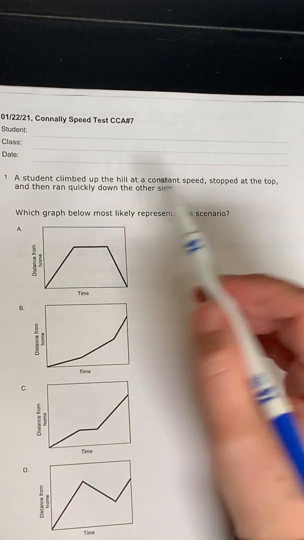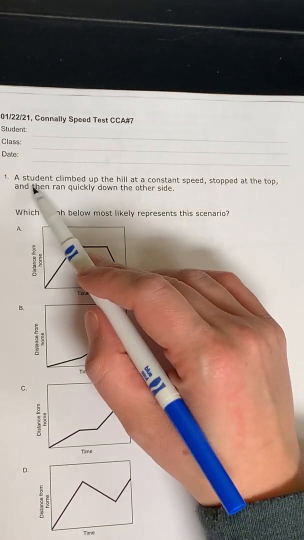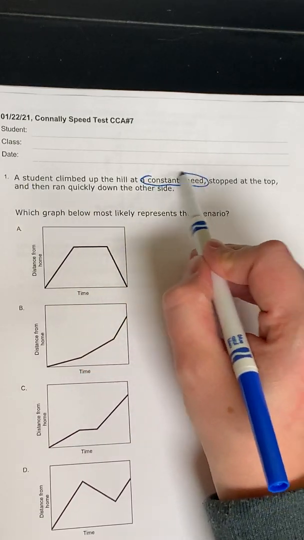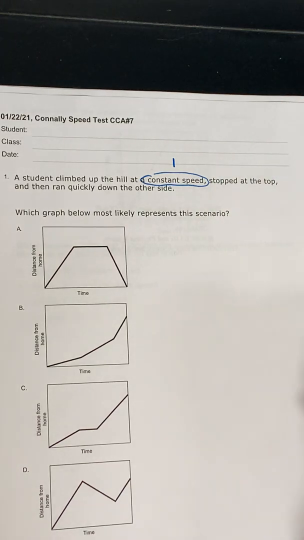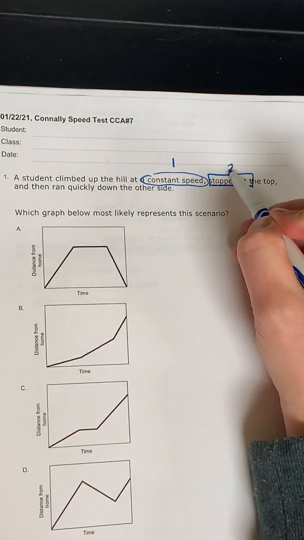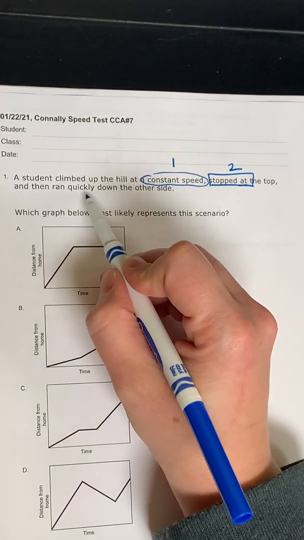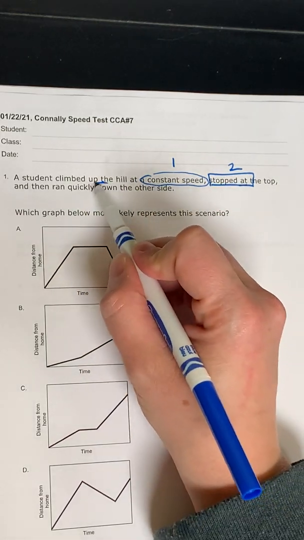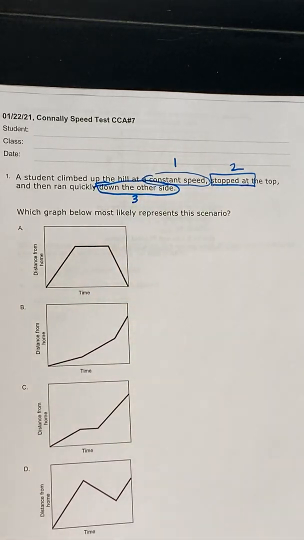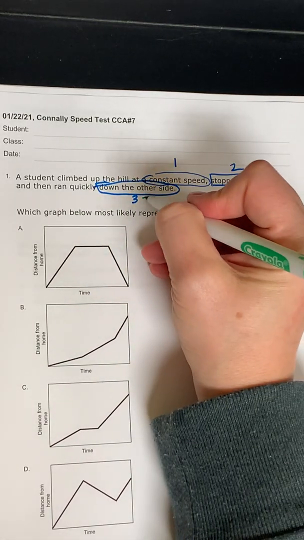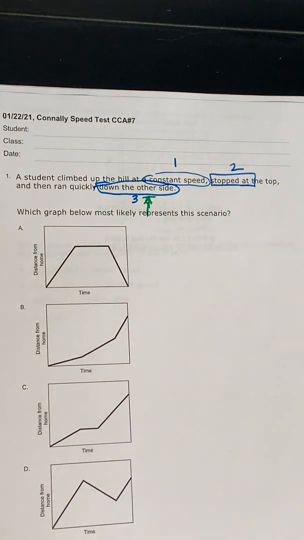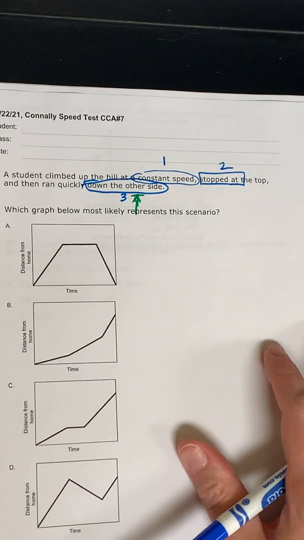I'm going to identify the information it gives me. A student climbed up a hill at a constant speed. That's what he did first. He stopped at the top. That's what he did second. And then ran down quickly down the other side. That's what he did third. But I would like to highlight that it says other side. That's really important, and I'm going to show you why.